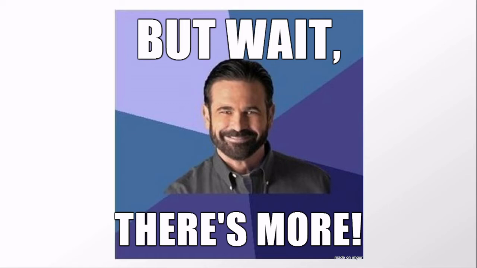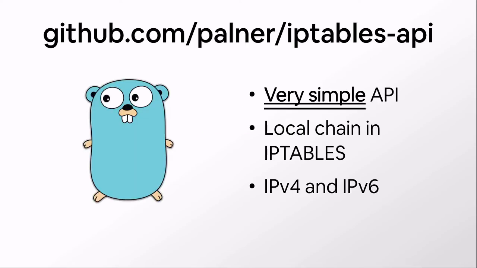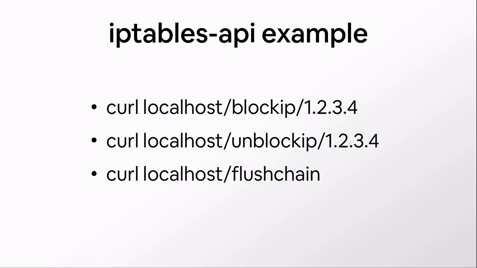What if you wanted to block an IP that we don't know? Well, we created something called IPtables API. Now, this is available at IPtables API on our GitHub. It's a very simple API. Very simple, underlined twice. It creates a local chain in your IP tables, both IPv4 and IPv6. So ip6tables, iptables. And with simple get commands, you can do block IP, unblock IP, or flush the chain. If you do flush chain, it's going to flush both IPv4 and IPv6.